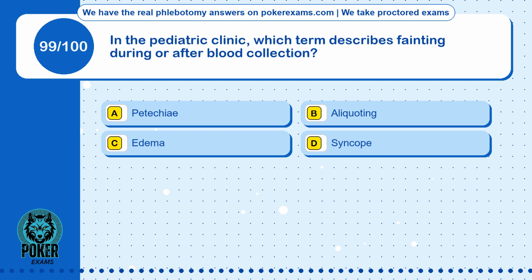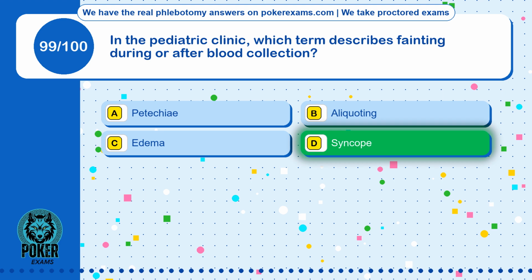Question 99. In the pediatric clinic, which term describes fainting during or after blood collection? Option A. Petechiae. Option B. Aliquoting. Option C. Edema. Option D. Syncope. The correct answer is option D.